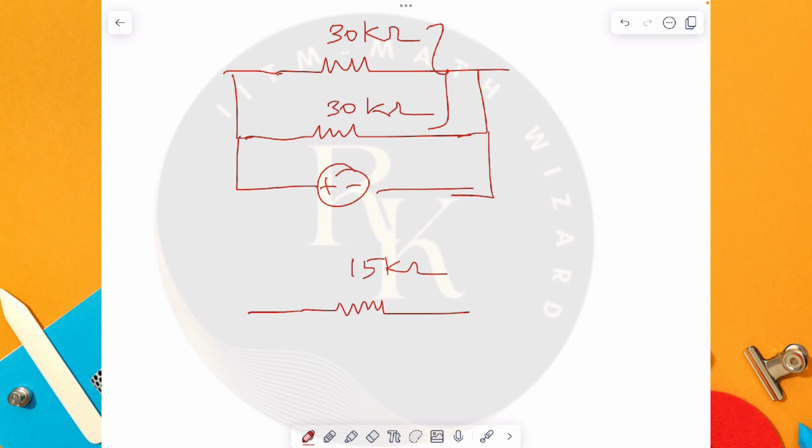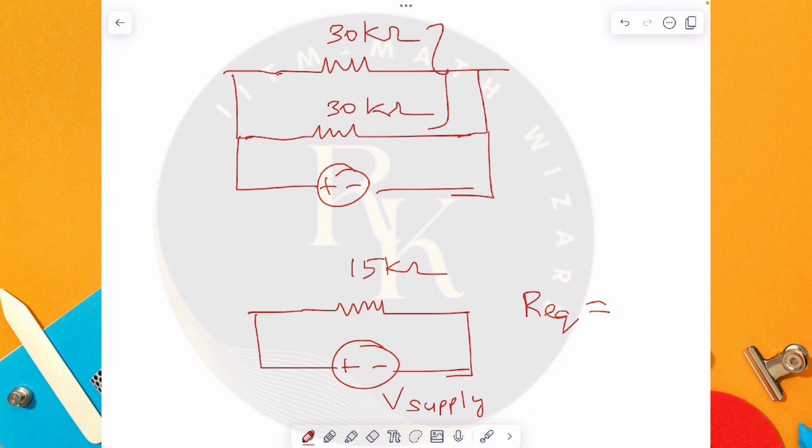So 15 kilo ohm, followed by the total supply. Now this total supply is what we are going to find out. We already found the equivalent resistance as 15 kilo ohm, and the current value, as initially said, we already found as 0.8 milliampere.